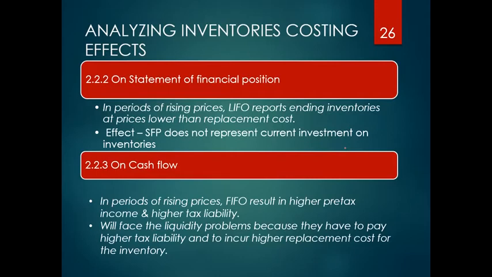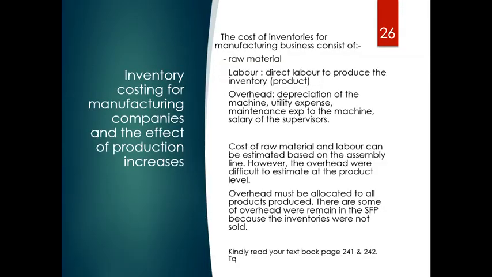So now let's take a look at the effect on cash flow. In period of rising prices, again, FIFO result higher pre-tax income. Kenapa higher pre-tax income? Because you punya COGS lower. Bila you ada high income, you kena bayar high tax. So therefore, we'll face the liquidity problems because they have to pay higher tax liability and to incur higher replacement cost for the inventory. So now I nak you baca page 241 and 242 about the inventory costing for manufacturing companies and the effect of production increases. Okay.